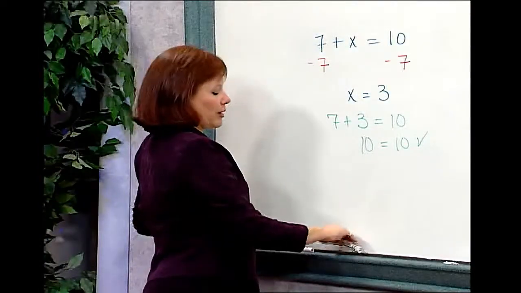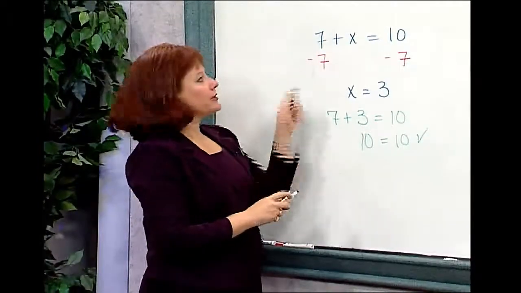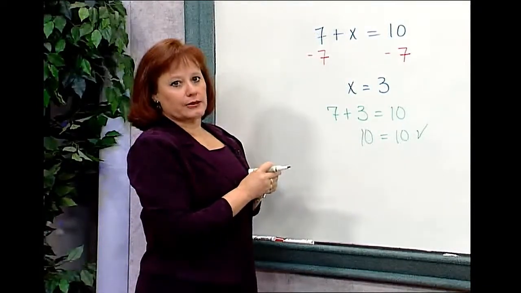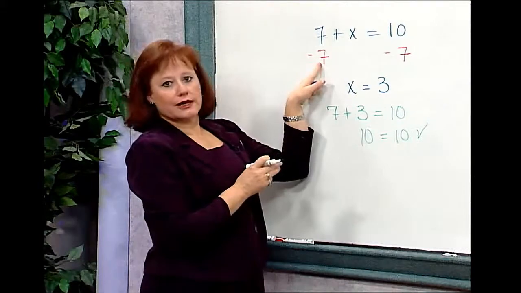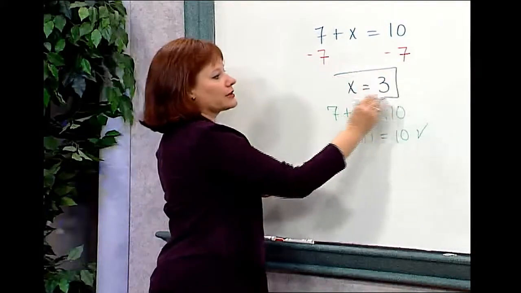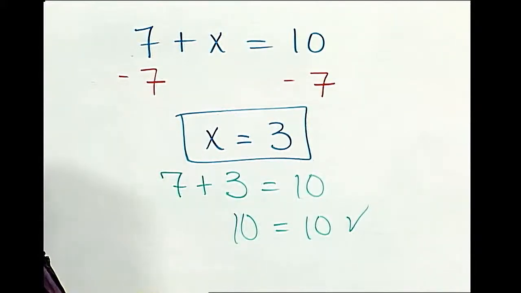If I go back and review my problem, something was added to the variable, 7 was added to x, so I needed to subtract to get the x standing by itself. When I subtract from one side of the equation, I must also subtract from the other side of the equation. And I'm left with the solution, x is equal to 3.